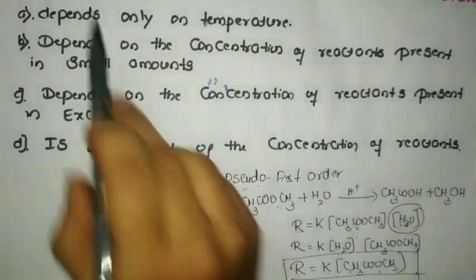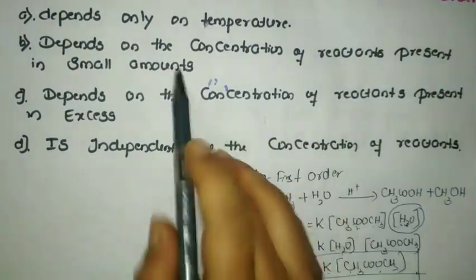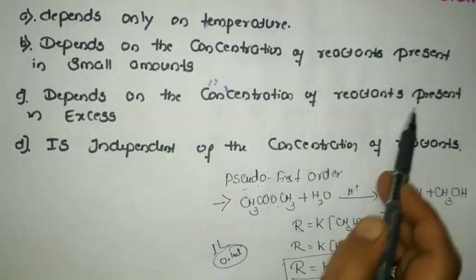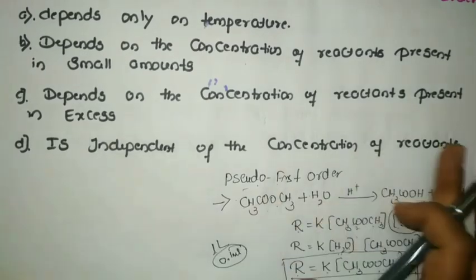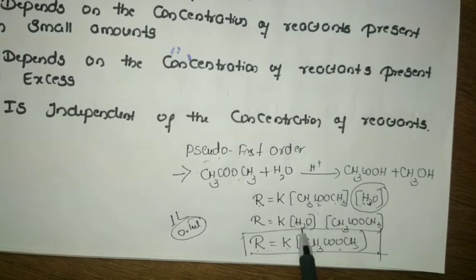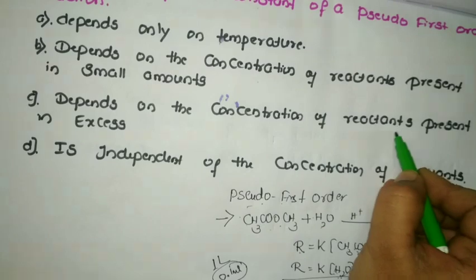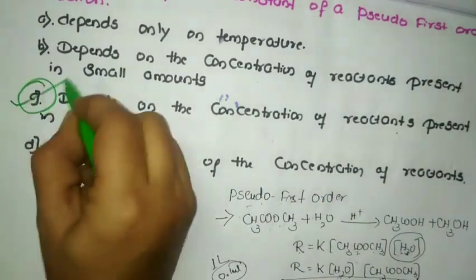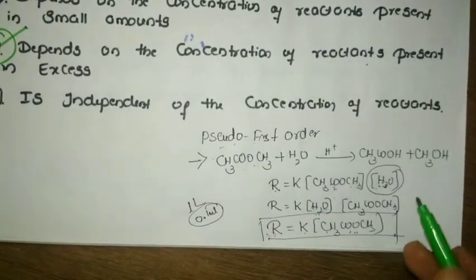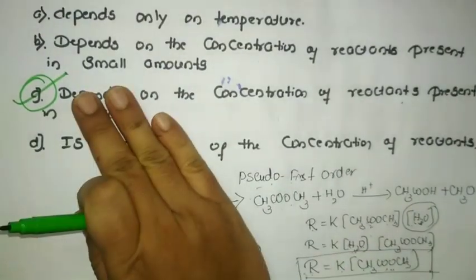So can I say the value of the rate constant of a pseudo first order reaction depends on the concentration of the reactant present in excess? Since one reactant is taken in excess, because of that the rate of the reaction, or the order of the reaction, has changed over here. So it is option C which is correct. Since we have taken one reactant in excess, we could say it is a pseudo first order reaction. So option C is the correct one.